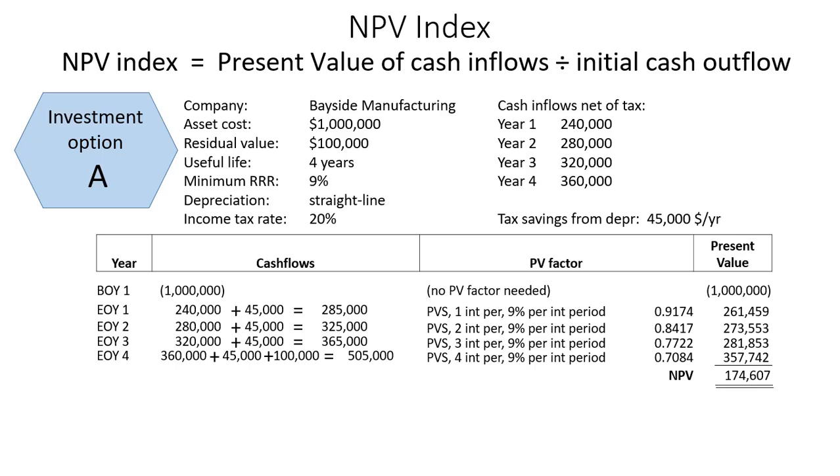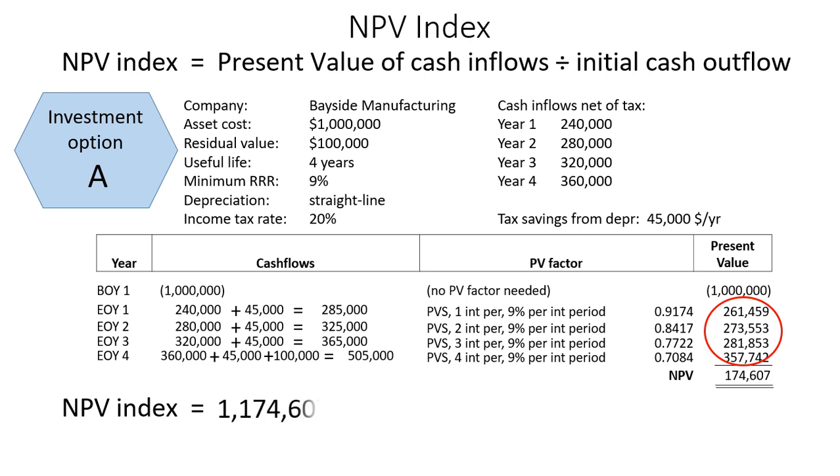We'll use our work from the Capital Decisions Part 4 ACLET as an example of how to calculate the NPV index, and we'll call this set of data Investment Option A for Bayside. The first piece of the NPV index is the present value of cash inflows. We happen to have these handy from our NPV calculations.